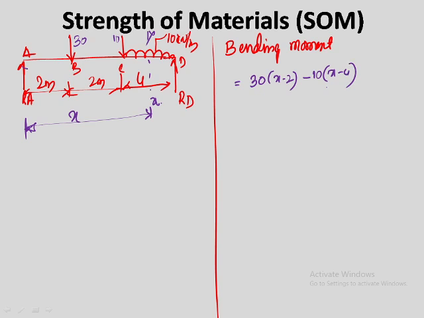This one is 20. Right. 20 into x minus 4. Okay. Minus 10 into x minus 4 into x minus 4 by 2. Whether this equation is right or wrong?